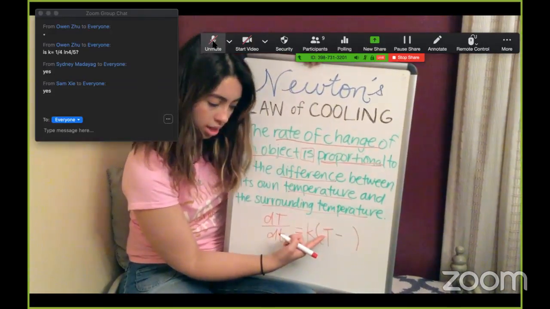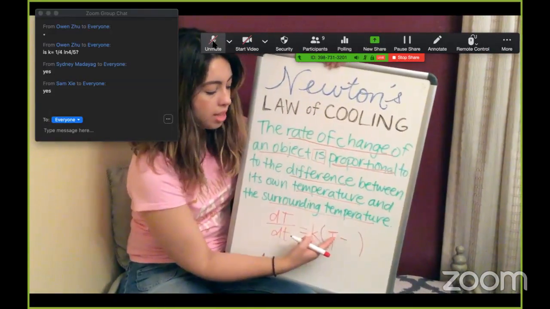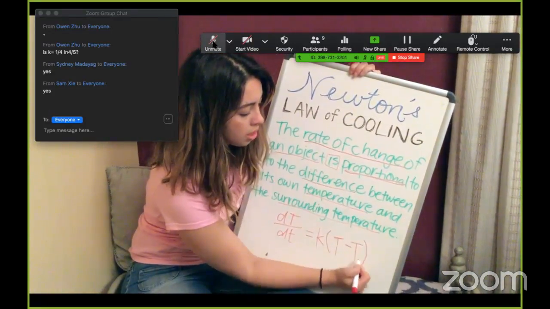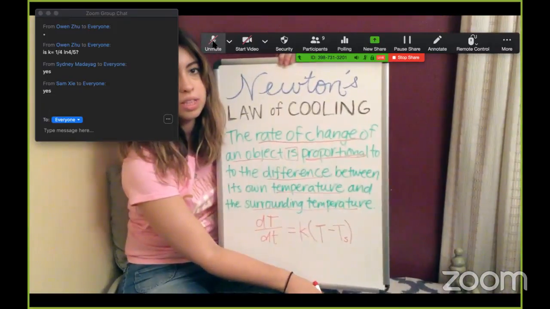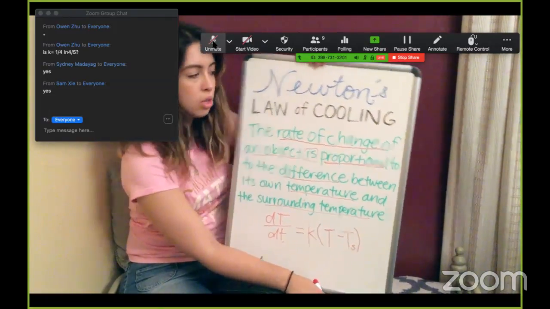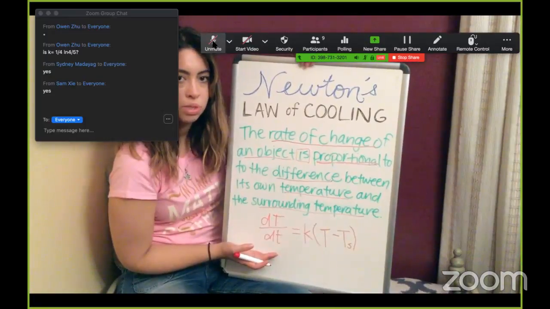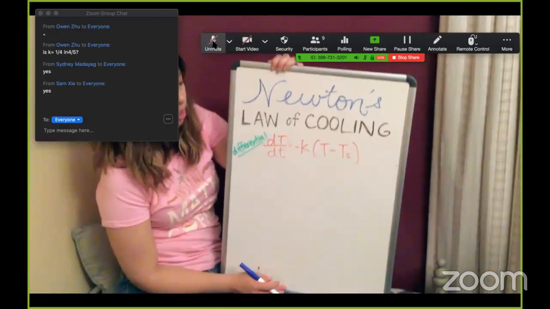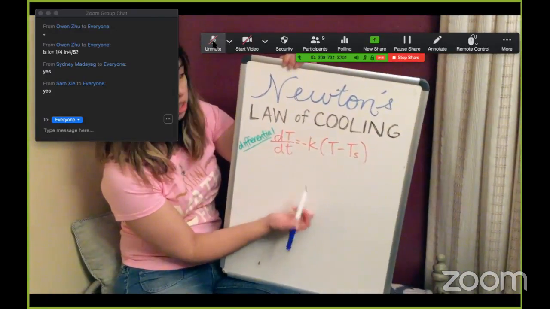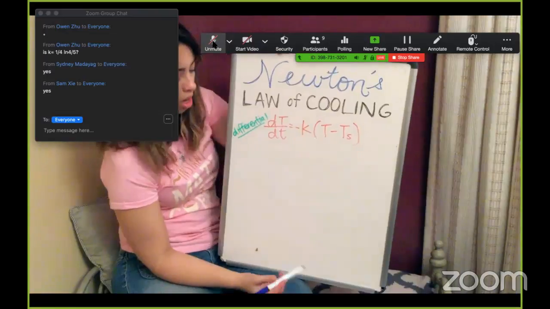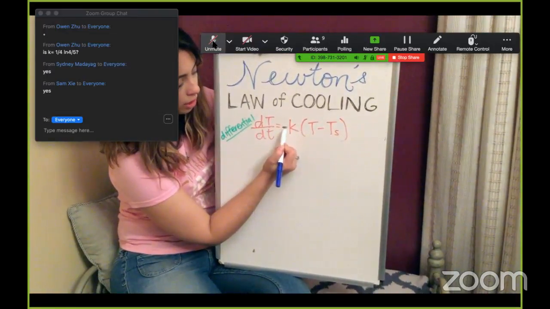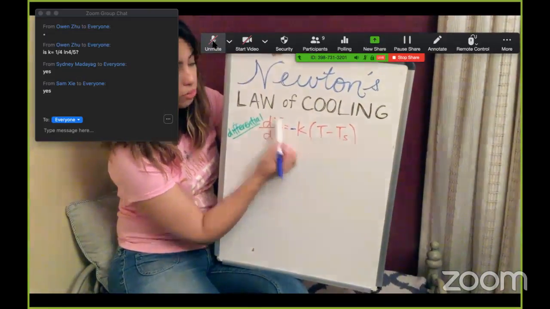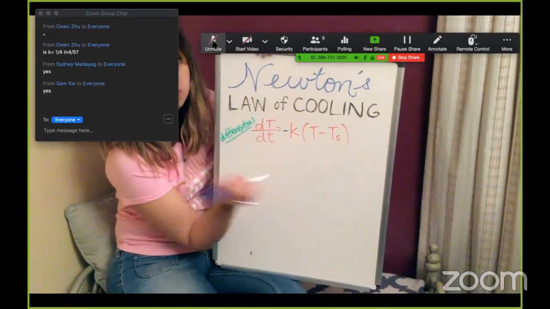So this is the change in temperature, and then we're going to subtract the surrounding temperature. I'm going to use capital T again with a little s there to represent surrounding temperature. So this is the equation that represents Newton's law of cooling. Now we have our equation for the rate of change based off of Newton's law of cooling. I did make sure to put a negative here because it is the law of cooling.